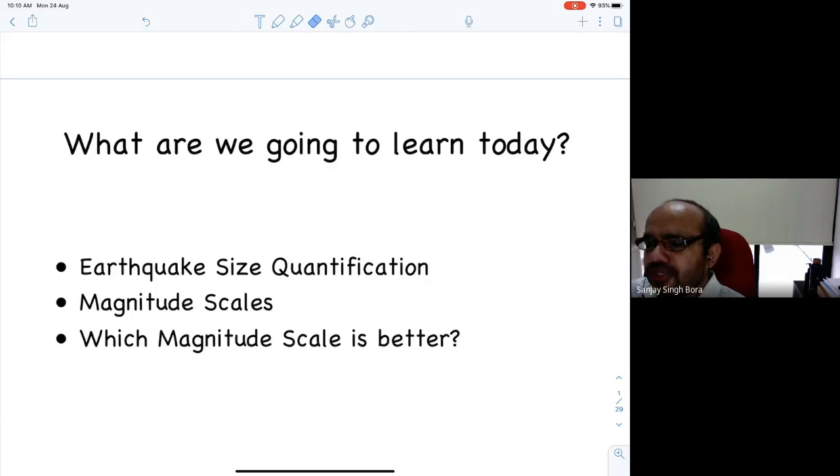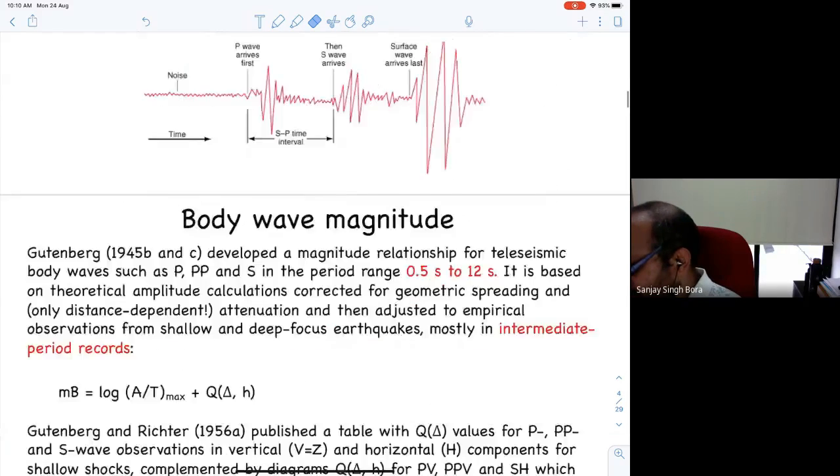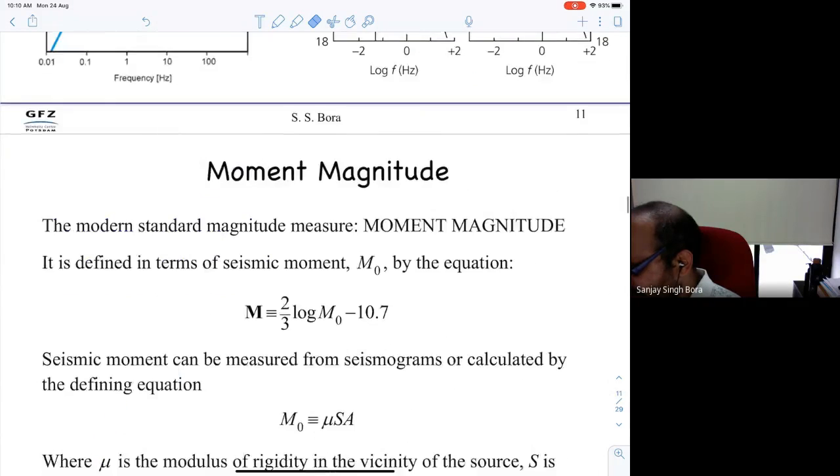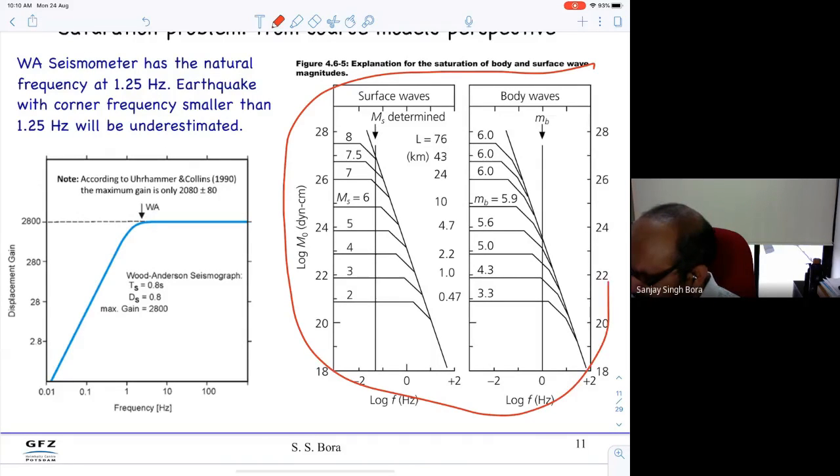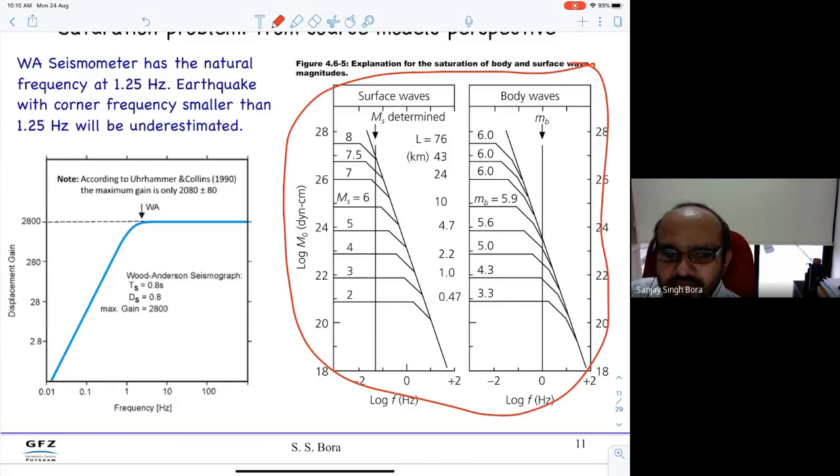So did anyone try to see the source spectrum part, at least this figure I am talking about now? This figure. Did anyone try to see this figure? It is in the book, Stein and Wysession's book. I also told you which section this figure is from. You can find it in the book.